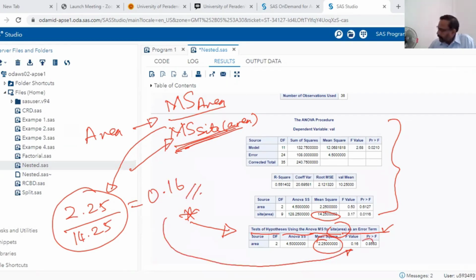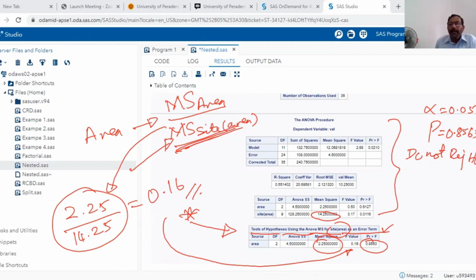So what is the p-value? The p-value is 0.8563. The alpha value, as you all know, is 0.05. So we do not reject our null hypothesis, because the alpha value is smaller than the p-value. So do not reject H0. In other terms, accept your null hypothesis.